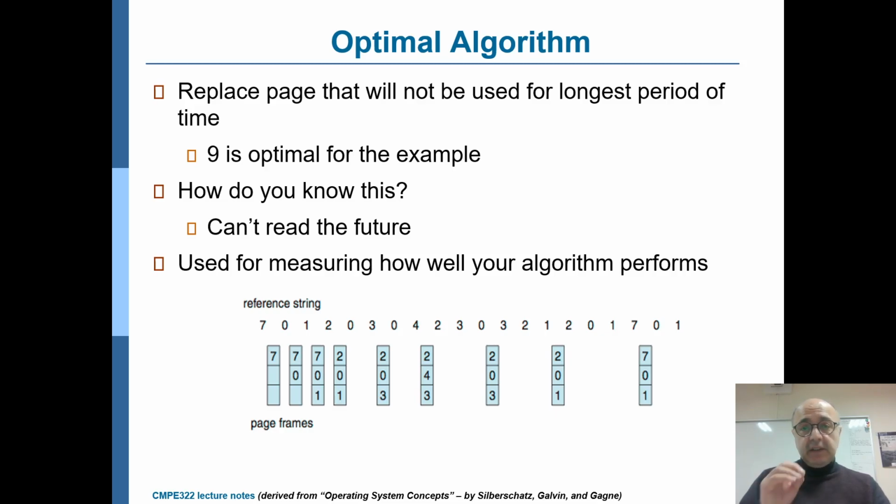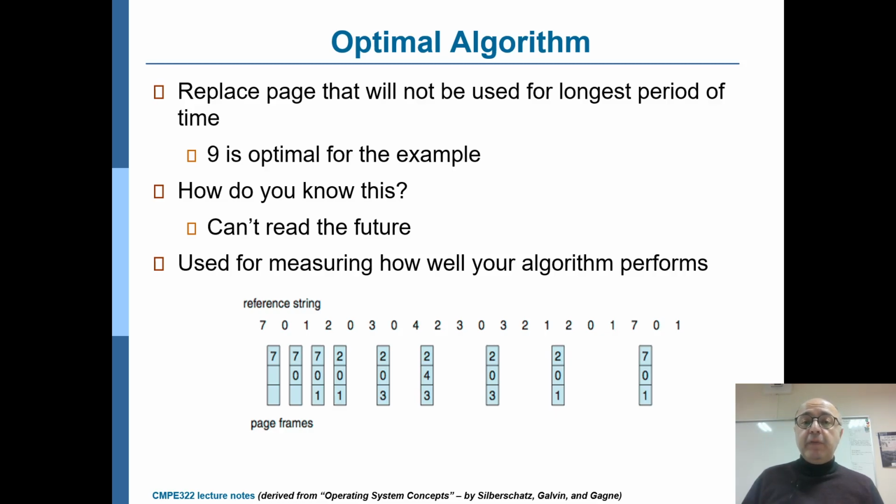Now, once again, this is the optimal algorithm. It knows the future, which is not possible. Why do we have the optimal algorithm? The optimal algorithm says you cannot do any better than 9. That means it's not possible to solve this problem with no page faults, or 1 or 2 or 3 page faults. Minimum is 9 page faults.